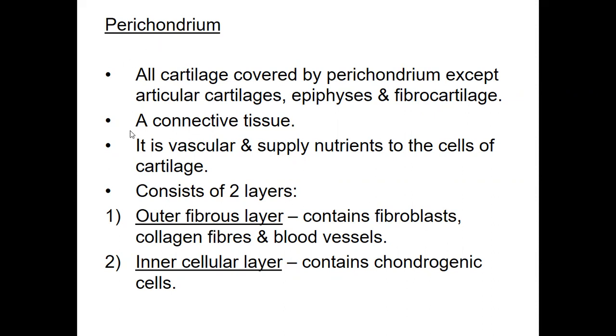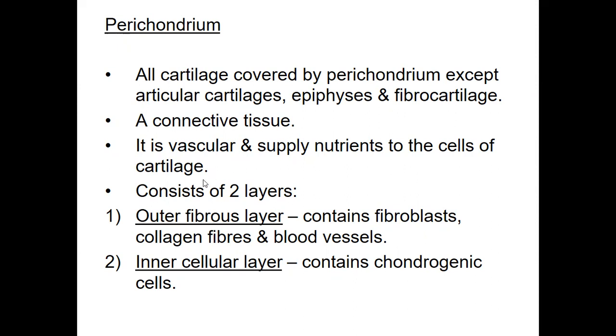Perichondrium consists of connective tissue. It is a vascular structure, and it supplies nutrients to the cells of the cartilage.